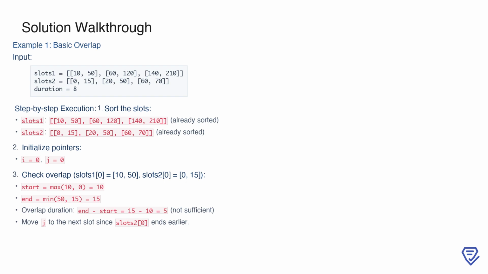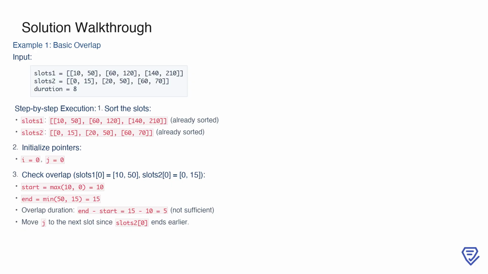Now, we check the overlap between the first slots of both lists, slots1[0], which is [10, 50], and slots2[0], which is [0, 15]. The overlap starts at the maximum of their start times, max(10, 0), which is 10, and ends at the minimum of their end times, min(50, 15), which is 15. This gives an overlap duration of 15 minus 10, or 5 minutes, which is less than the required 8 minutes.